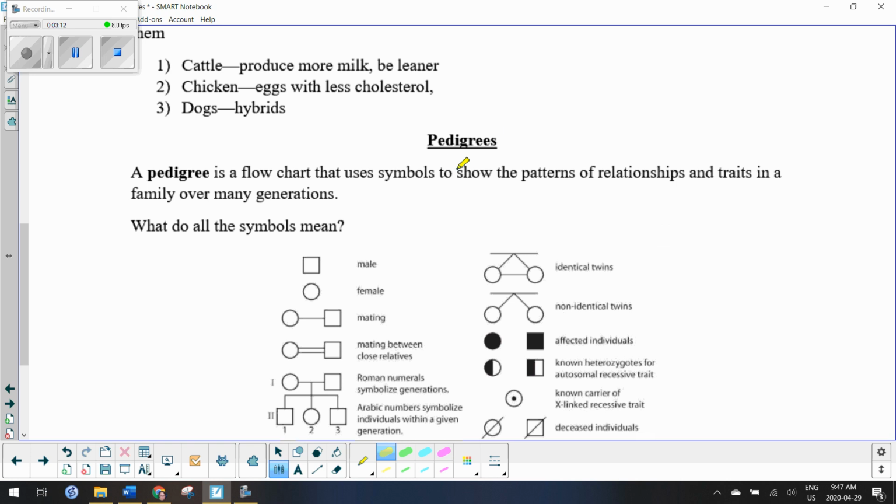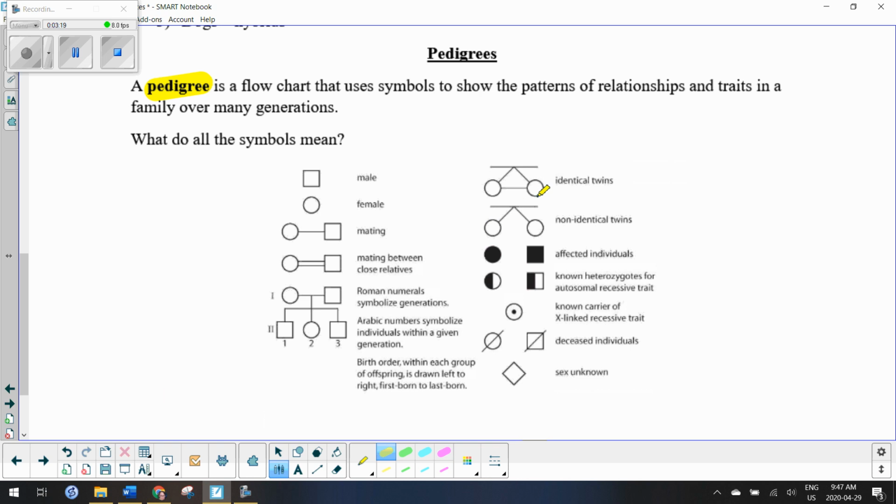Now here's the meat of today's lesson, is pedigrees. So pedigrees are flow charts that are going to use symbols to show patterns and relationships, or the traits within the family over many generations. So this is like a family tree, more specific to a trait or a disease or a disorder.